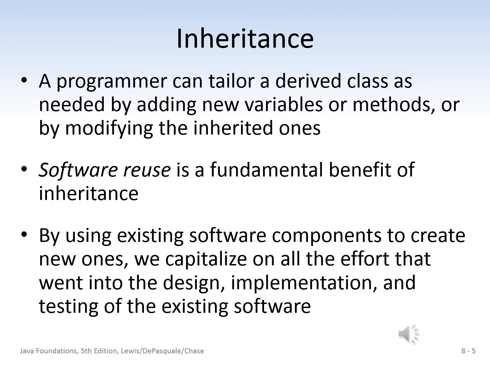When planning a derived class, a programmer can tailor it by adding new variables and methods, or by modifying the inherited ones. Software reuse is a fundamental component of OOP, and it is a benefit of inheritance. By using existing software components to create new ones, we capitalize on all the effort that went into the design, implementation, and testing of the parent class.